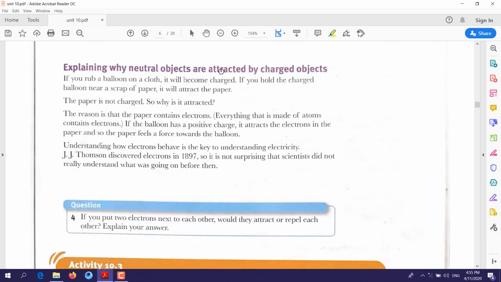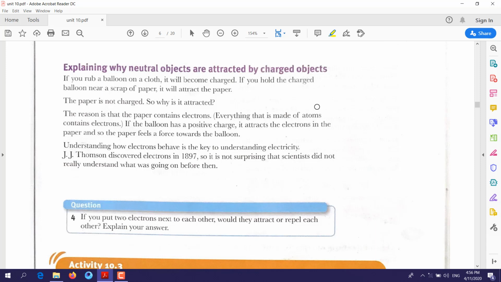Explaining why neutral objects are attracted by charged objects. When you have a charged balloon and you move it next to your hair, your hair will be attracted. But your hair doesn't have a charge. If it doesn't have a charge, why is it being attracted by the balloon? The reason behind this is that although your hair doesn't have a charge, it's made up of atoms, and these atoms have electrons and protons in them.